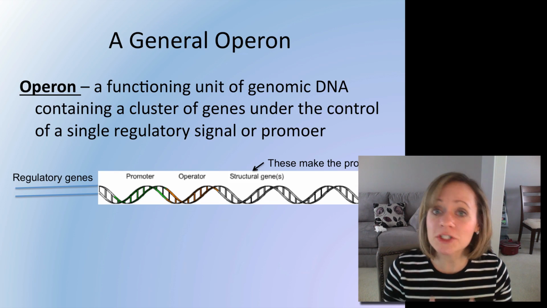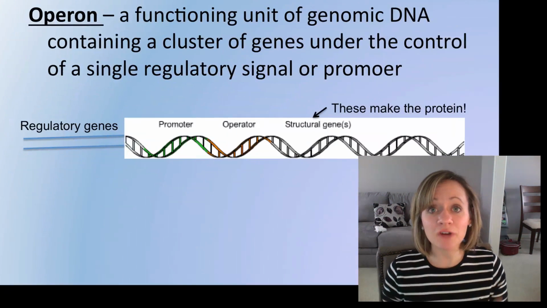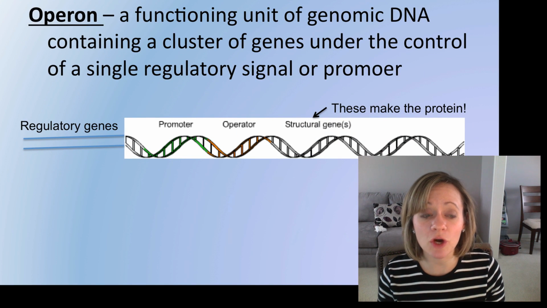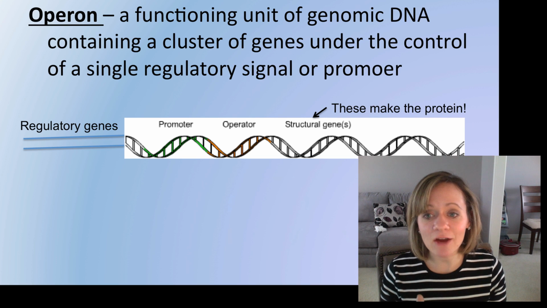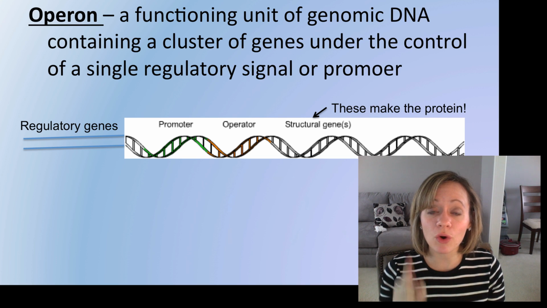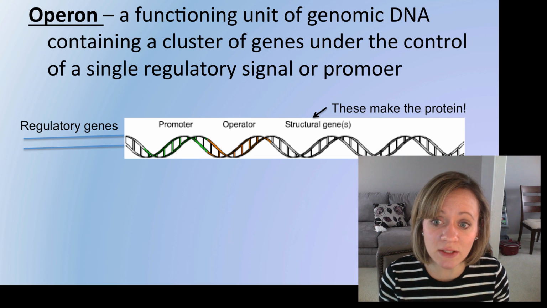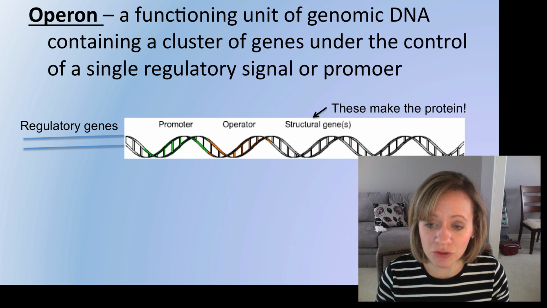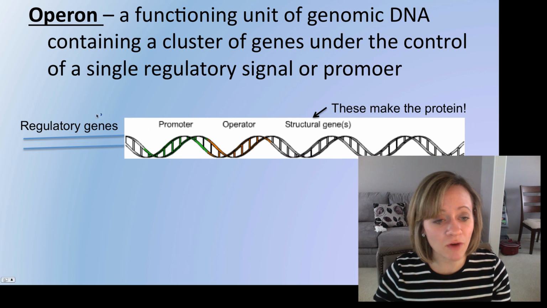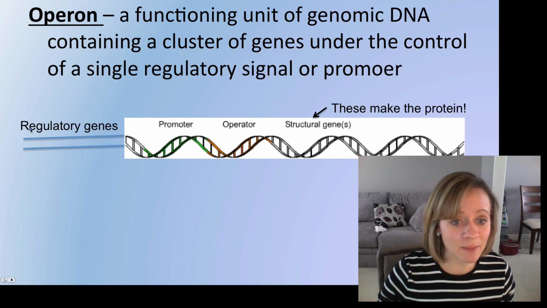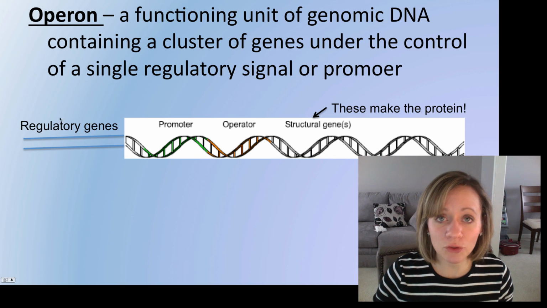All right, so first, a general operon. What is it? Well, it's a functioning unit, a whole unit of genomic DNA that contains an entire cluster of genes under the control of a single regulatory signal or promoter. Now, I want you to draw this in your notes. So over here at the far left, upstream of the promoter, we have regulatory genes.